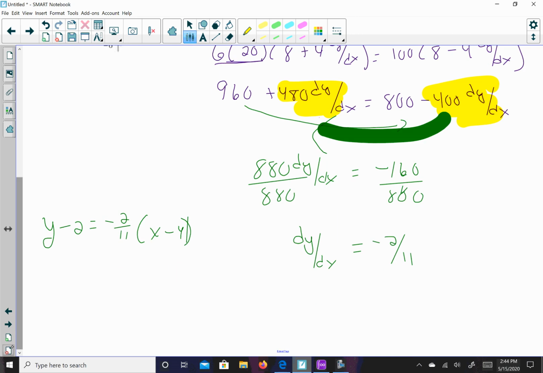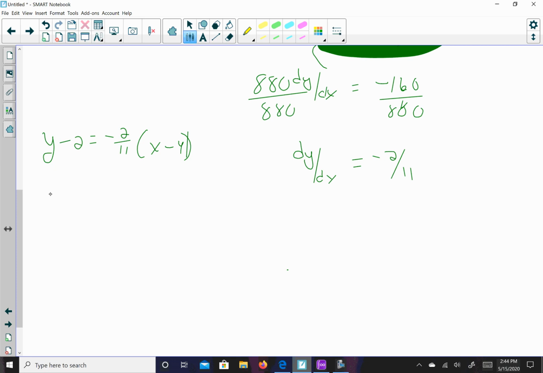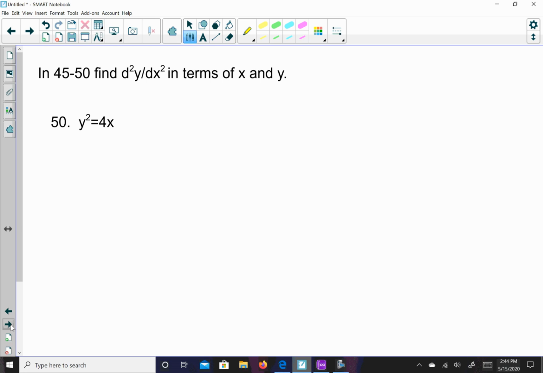I wonder if I should, y minus 2 is equal to negative 2/11 x plus 8/11. Now adding 2, which would be 22/11, to both sides, I get 30/11. And there's my tangent line. Okay. Oh, don't you hate it when it does that? Okay, last one. I think it's the last one.